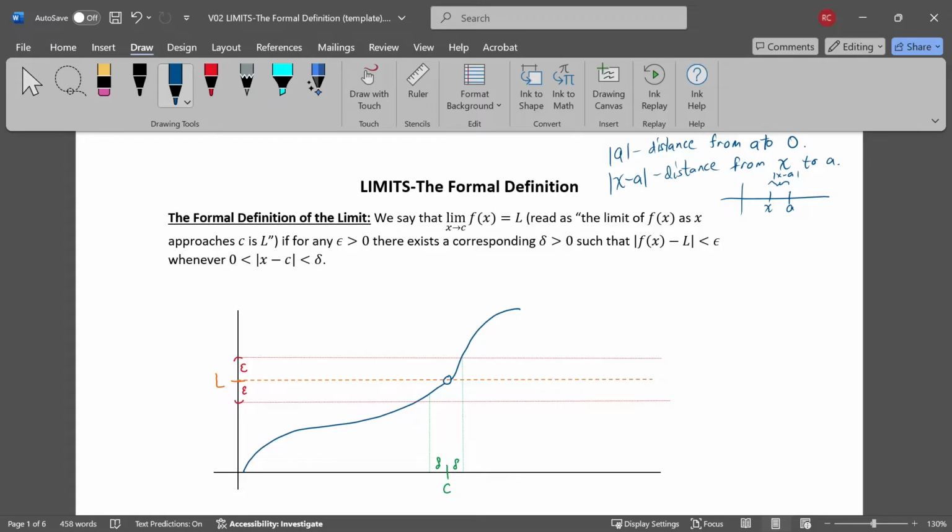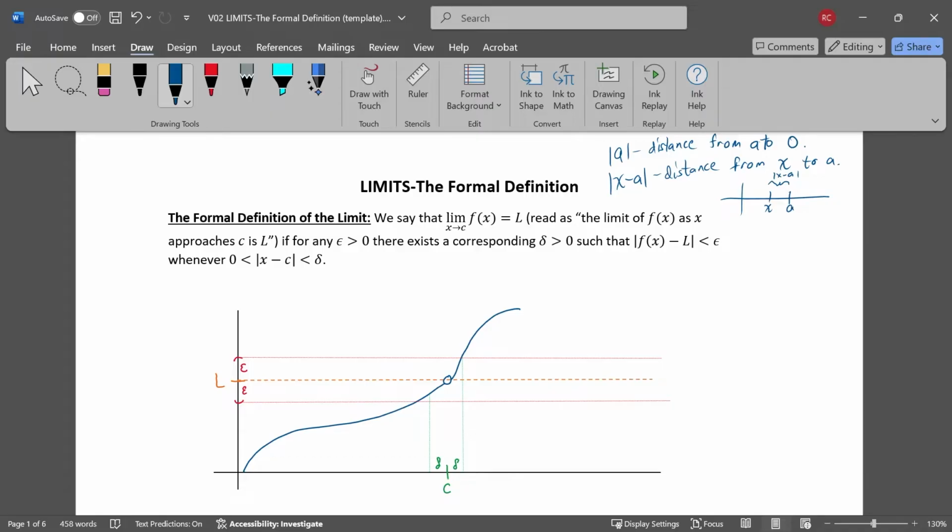Okay, so the formal definition of the limit says, we say that the limit as x approaches c of f of x is L if for any epsilon greater than 0, there exists a corresponding delta greater than 0, such that the absolute value of f of x minus L is less than epsilon whenever the absolute value of x minus c is positive and less than delta.